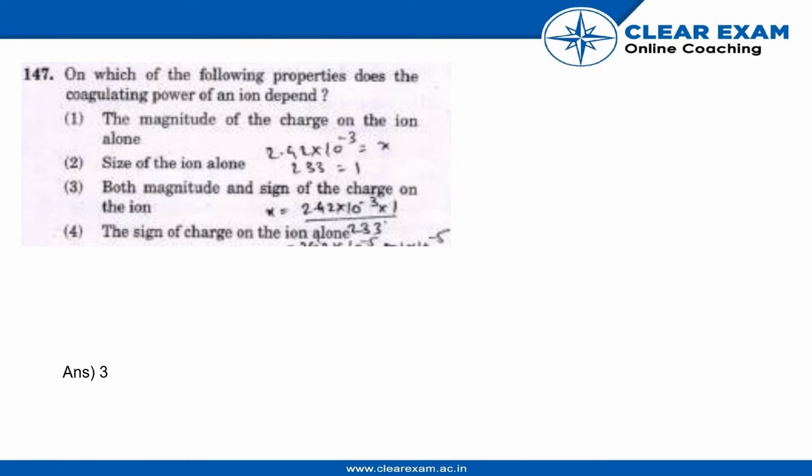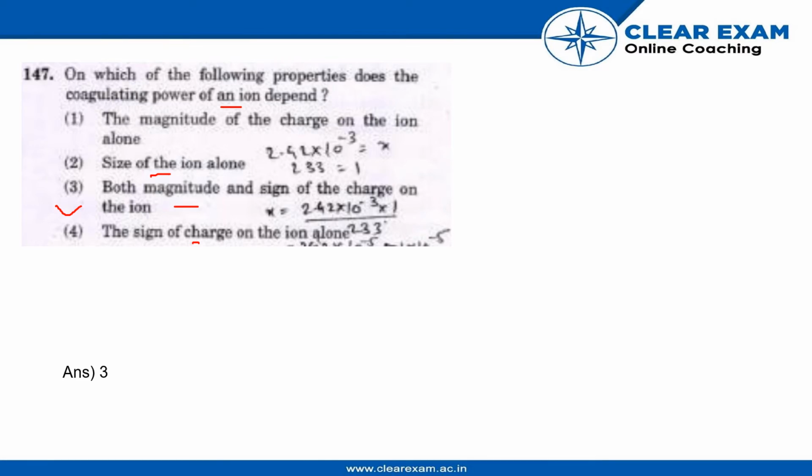Now the question is: on which of the following properties does the coagulating power of an ion depend? First is the magnitude of the charge on the ion alone. Second, size of the ion alone. Third, both magnitude and sign of the charge on the ion. Fourth is the sign of charge on the ion alone. Answer is 3, both magnitude and sign of the charge on the ion.